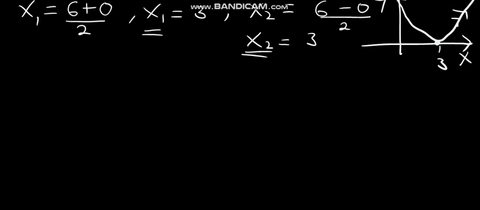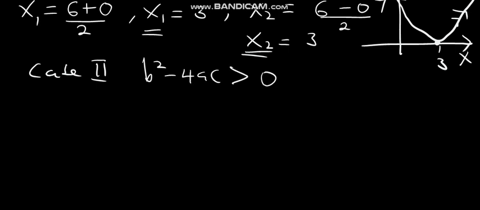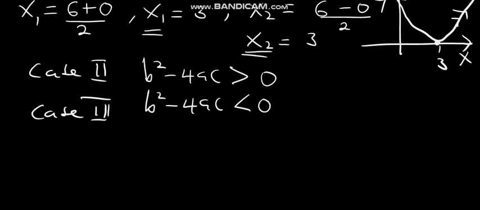Now case 2. Case 2 happens when b squared minus 4ac is greater than 0. I'm going to leave that one for you. You drop the answer in the comment section. Now I'm going to look at case 3, when b squared minus 4ac is less than 0.